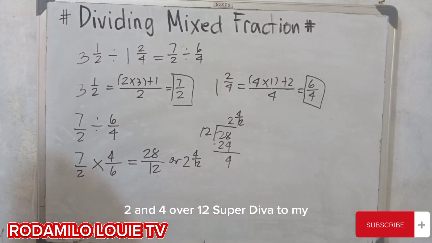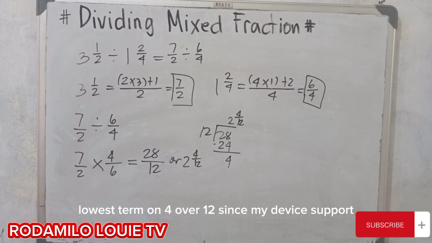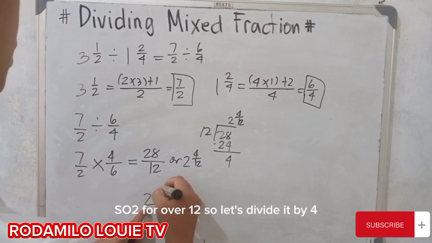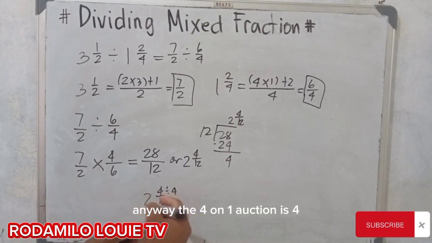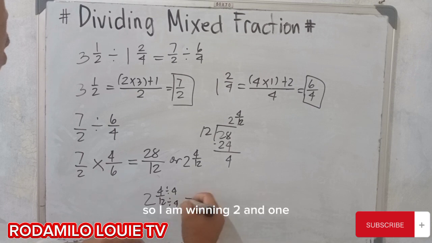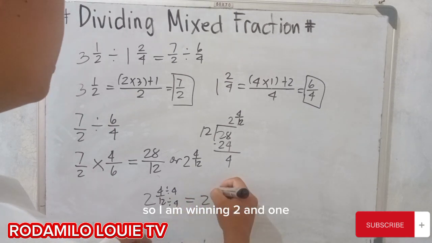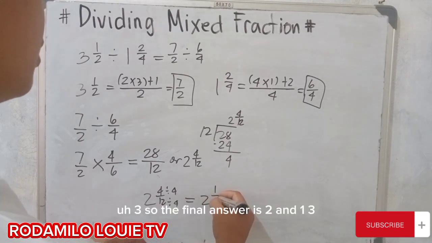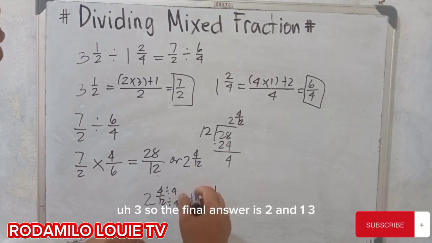Can we reduce 4 over 12 to lowest terms? Yes, since it can be divided by 4. So let's divide 2 and 4 over 12 by 4. 4 divided by 4 is 1. Now 12 divided by 4 is 3. So our final answer is 2 and 1/3.